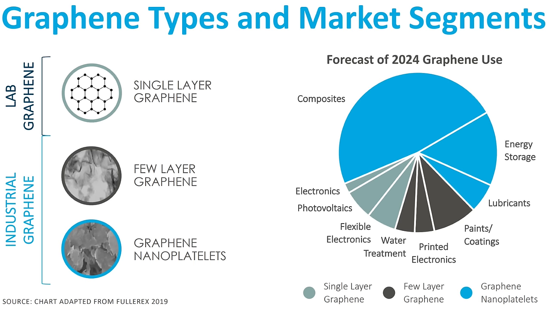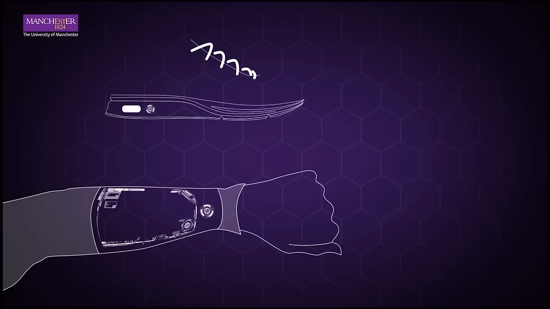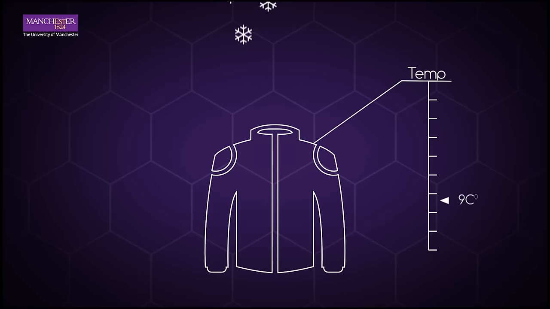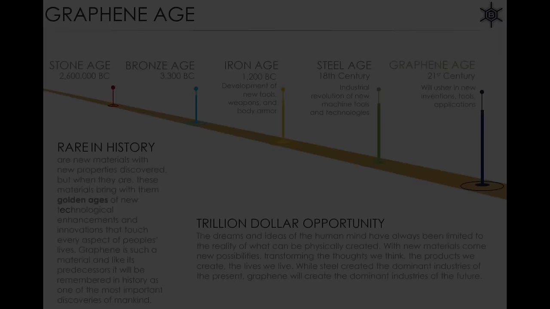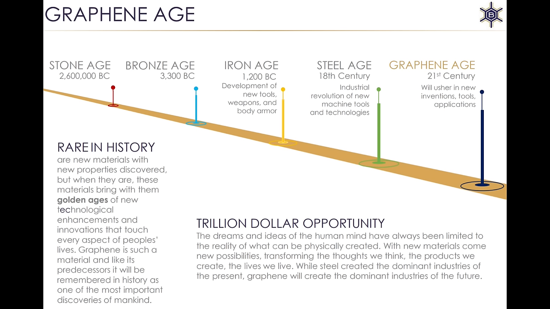If the pie chart were split by weight rather than revenue, the single-layer and few-layer flake would take up less of the pie chart. Most of the hype around graphene is around cutting-edge personal technology. I'm as excited about those use cases as anyone, but I think graphene will change the world in more subtle and important ways. This slide from Beeasy Graphene illustrates just what a turning point graphene is. Every era of human technological development has been marked by a material that allowed us to bring the things we imagine into reality. The era we're entering now is the graphene age.